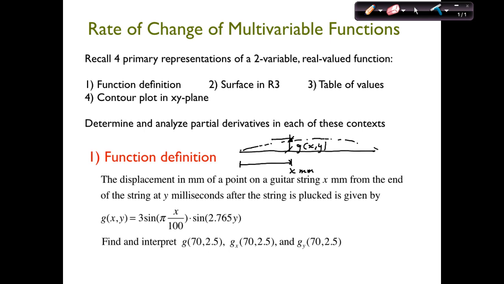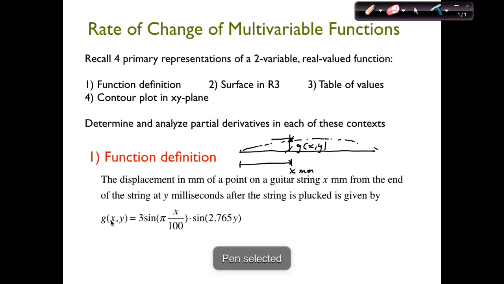All right, so I'm going to find and interpret these. Actually, before we do that, let's find the partial derivative functions. So we'll start with the partial derivative with respect to x. We could write it like this if we want. We could also write it this way, those mean the same thing. Partial of g with respect to x. And so how do we find rate of change? Take the derivative, okay? And so when we're going to take the derivative with respect to x, what are we going to do with y?